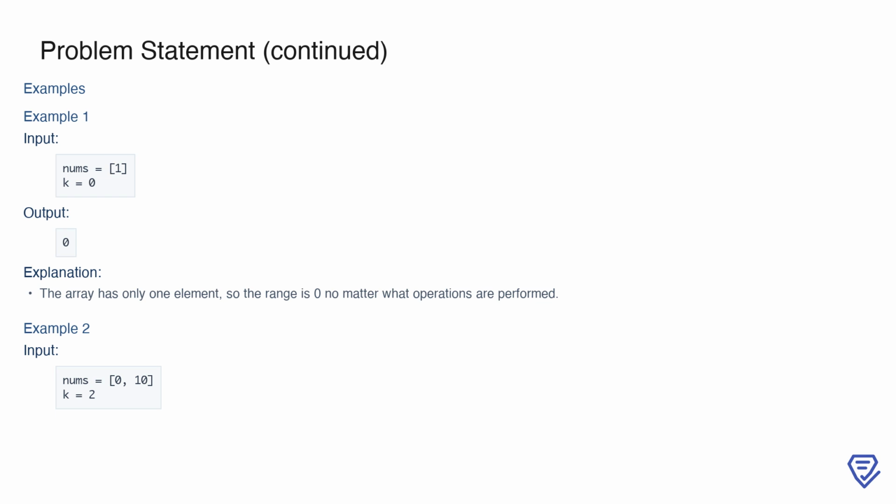Let's look at a few examples to better understand the problem. In the first example, we are given nums as an array with a single element, 1, and k is 0. Since there is only one element in the array, the range is naturally 0, regardless of any operations. There's no other value to compare it to, so the output is 0. This example highlights that if the array has only one element, the smallest range will always be 0.